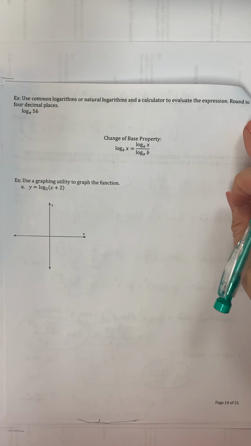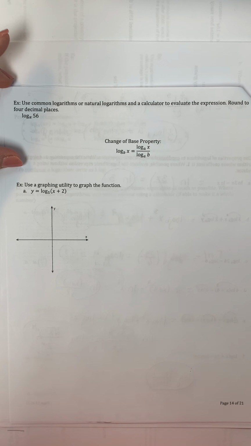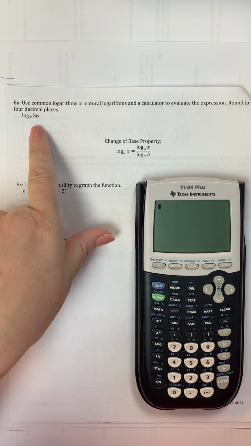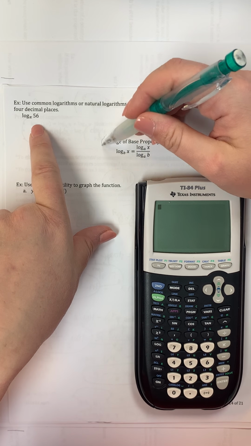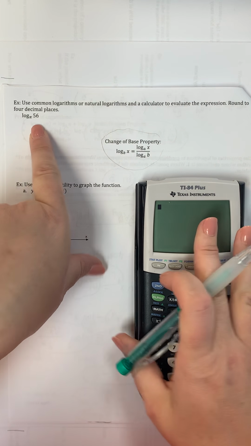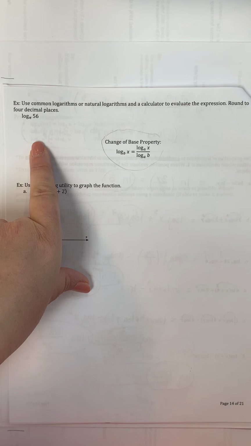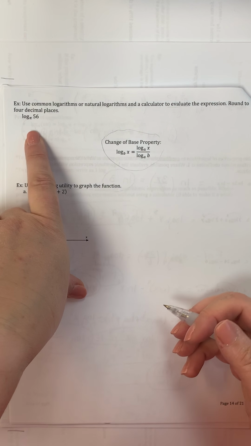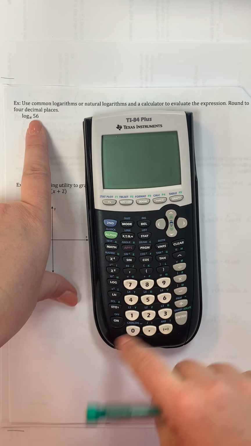So use common logs or natural logs and a calculator. Okay, we'll need our calculator to evaluate this expression. Round to 4 decimal places. All right, this is just to remind you how to do a change of base property, but to me it looks pretty complicated. We don't even need that. All right, so what we have here is log base pi of the argument 56. We want to be able to find this answer and round it to 4 decimal places.